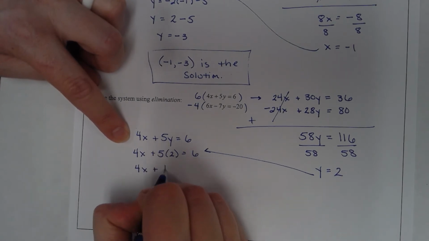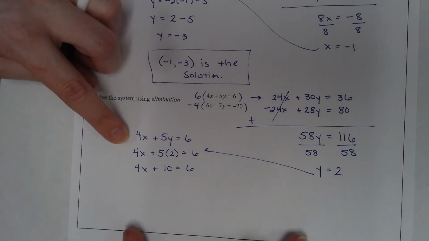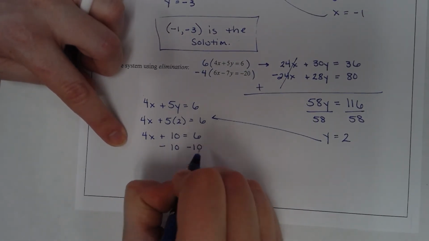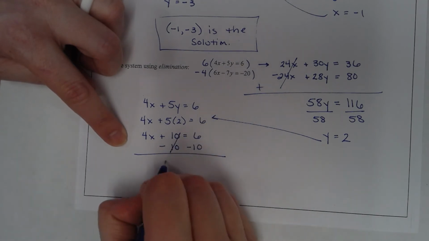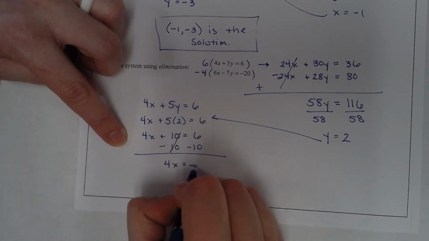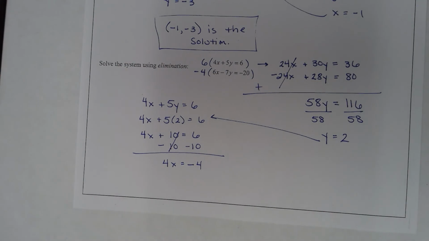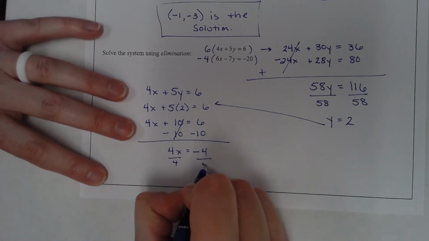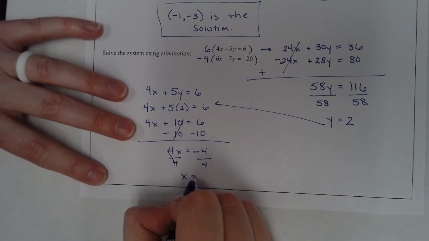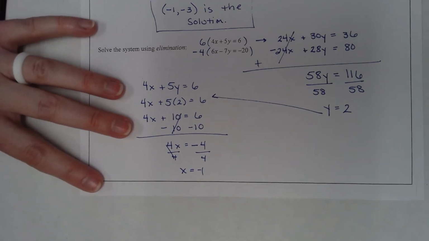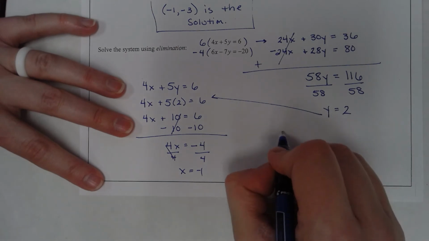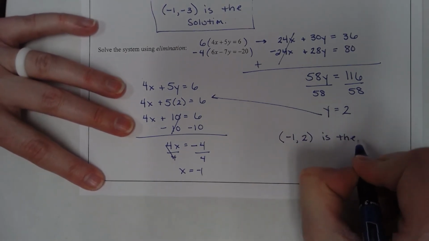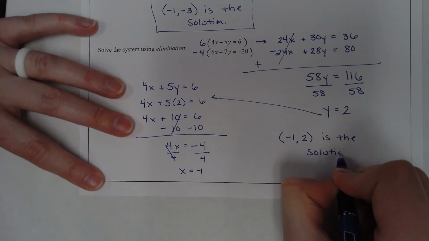Five times 2. And finally divide by 4. Final answer, -1, 2 is the solution.